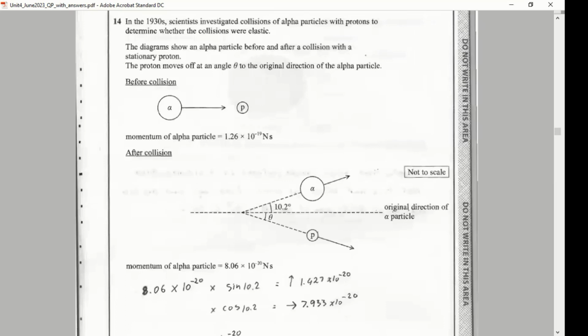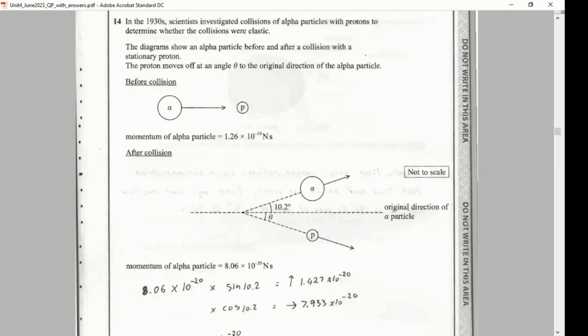Question 14. In the 1930s, scientists investigated collisions of alpha particles with protons to determine whether the collisions were elastic. The diagrams show an alpha particle before and after a collision with a stationary proton. The proton moves off at angle theta to the original direction of the alpha particle. So the key bits here are the proton was stationary before, and you are given the momentum of the alpha particle, so you know what the total momentum of the system is before. And that's the momentum of the alpha particle.